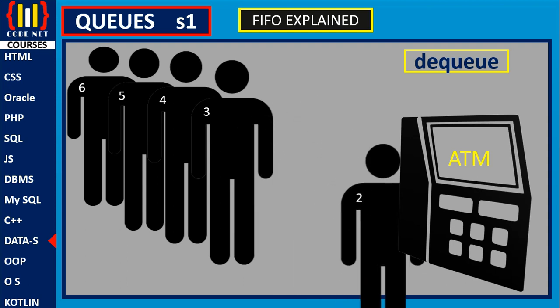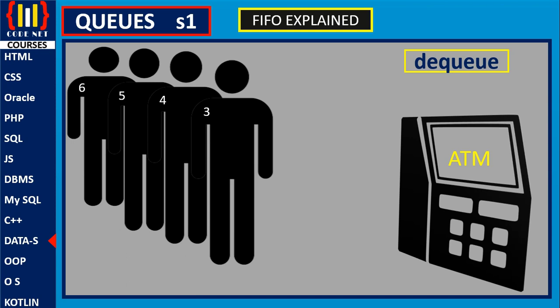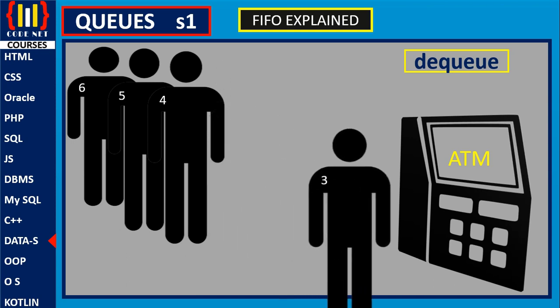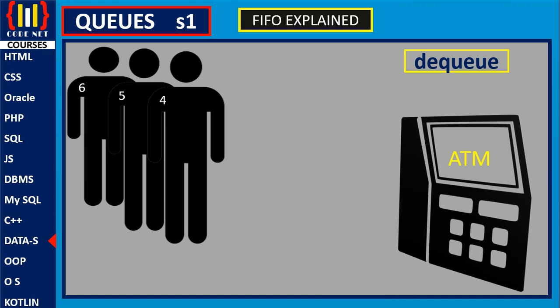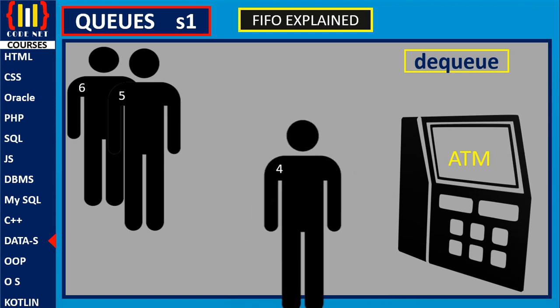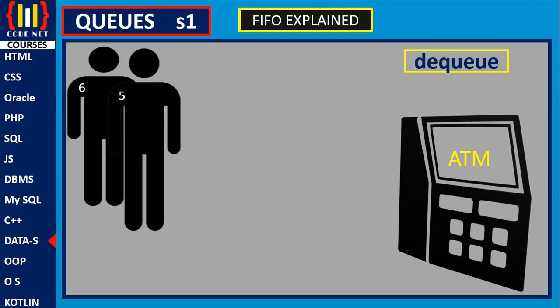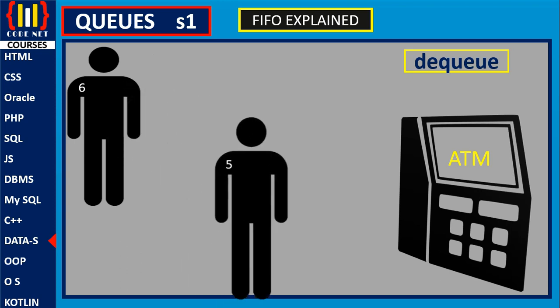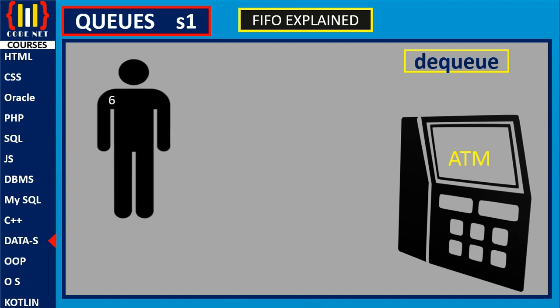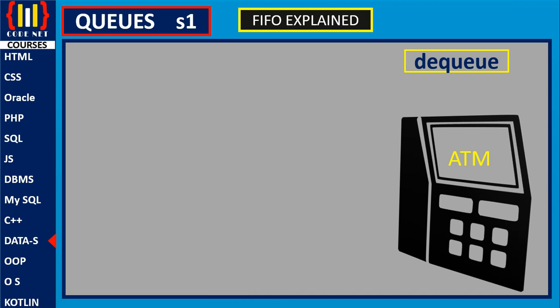You will follow the same syntax, first in, first out. We have number 3 again. He will withdraw the money and he will even go. Then from there we have number 4. He will withdraw the money and even go. Then followed by number 5. And then from there we have number 6 to do the withdraw. And then he also will even go.